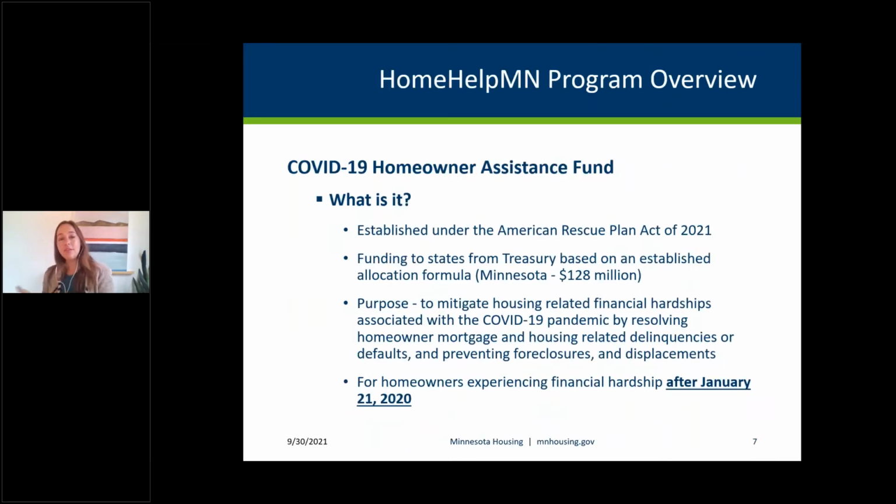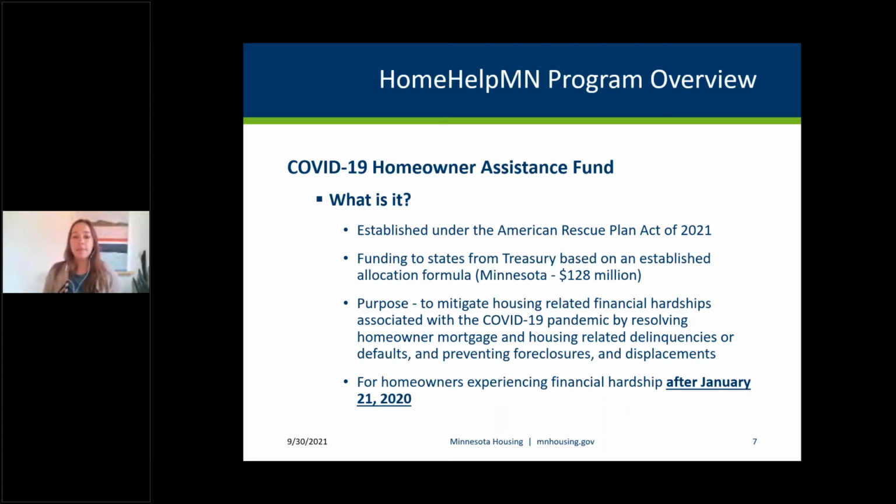So before I get into the RFP itself, I just wanted to make sure it's clear what this Community Connectors would be supporting or falling under. So what we're calling the HomeHelpMN program is the COVID-19 Homeowner Assistance Fund. It is a federally funded program and activity that is established by the American Rescue Plan Act of 2021. It's funding to states from the Treasury based on an established formula. Minnesota has received approximately $128 million. And the purpose for this money is to mitigate housing-related financial hardships associated with the pandemic. So looking to resolve mortgage and housing-related delinquencies or defaults, preventing foreclosure and displacement.